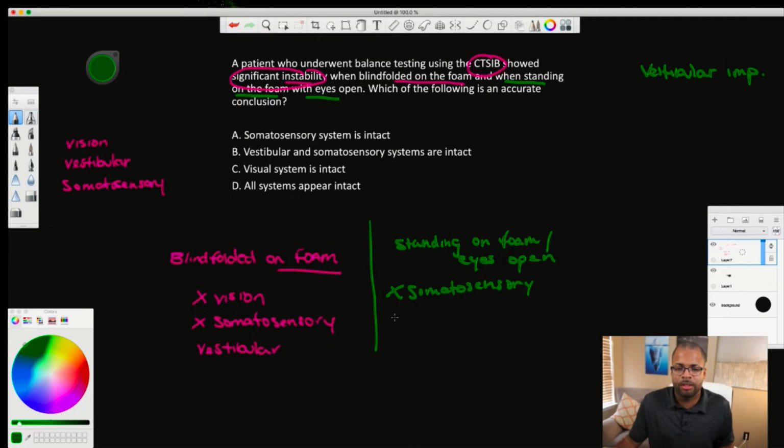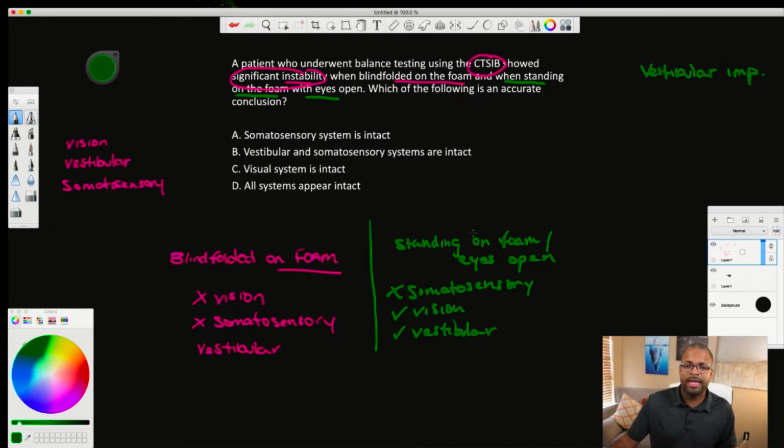How about the vision? All right, is the patient able to use the vision? You should be saying yeah, because the eyes are open. So let me put a check mark for vision. All right, eyes are open. Cool. And then how about vestibular? You could say we're assessing vestibular here too, but the primary is going to be vision, right? Because we already kind of checked. We already checked the vestibular system, and we know that it's impaired.